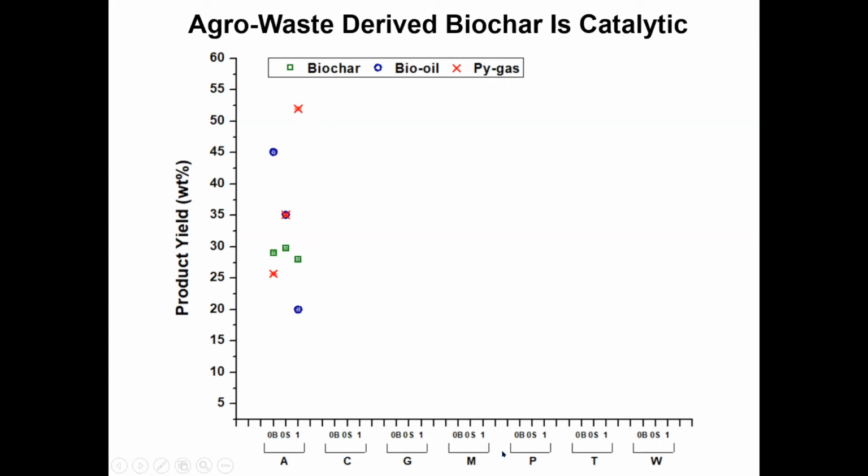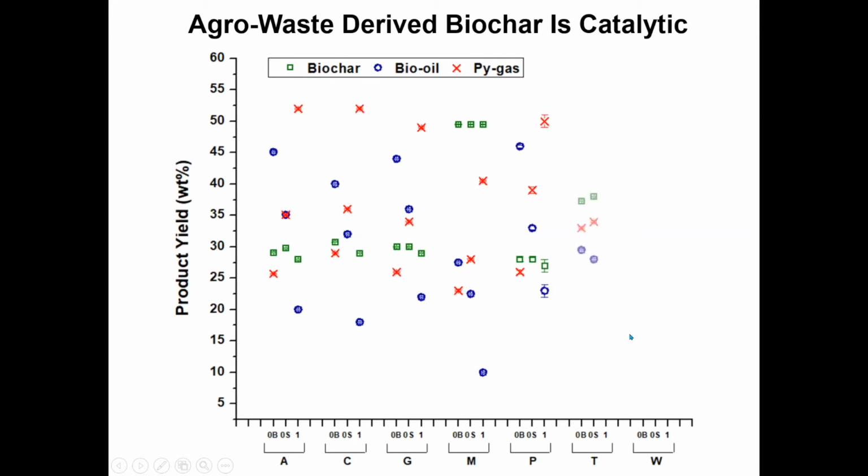And for the rest of the agricultural wastes, we can see the same trend. We can further reduce the bio-oil and increase the pyrolysis gas using the biochar. And for G, we can further reduce the bio-oil and increase the gas. For M, we can reduce the bio-oil to below 10. And for P, we can reduce it to 25.